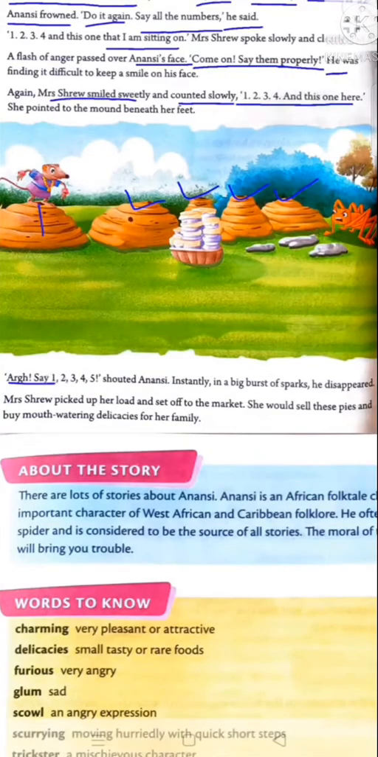Oh, say 1, 2, 3, 4, 5, shouted Anansi. Instantly, in a big burst of sparks, he disappeared. Mrs. Ryu picked up her load and set off to the market. She would sell these peas and buy mouth-watering delicacies for her family.